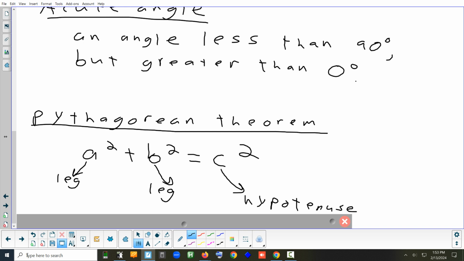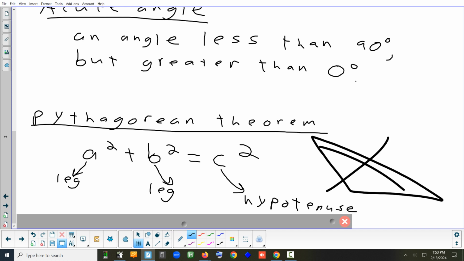Now, the Pythagorean theorem only works in triangles that have a 90-degree angle. So when we eventually look at triangles like this, the Pythagorean theorem doesn't apply, because to use the Pythagorean theorem, you've got to have a hypotenuse. To have a hypotenuse, you've got to have a 90. That doesn't have a 90. So we'll talk about what we would do on that kind of problem in a couple weeks.